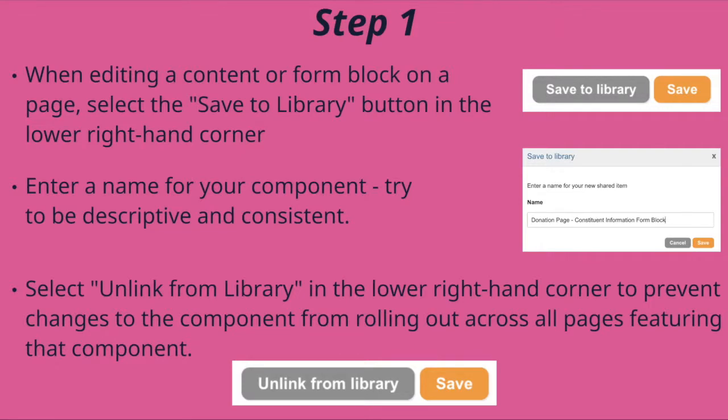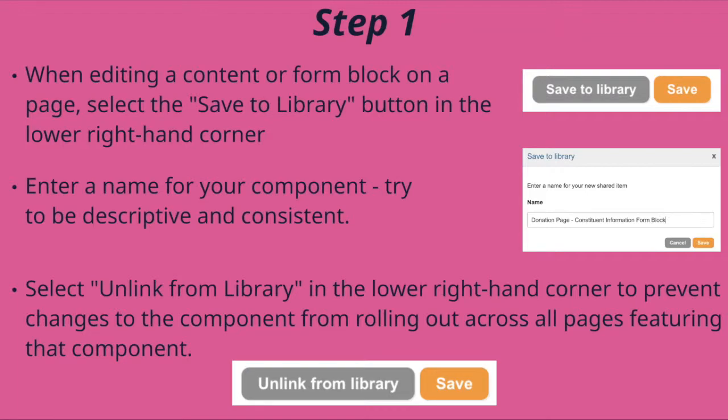So step one, when editing a content or form block on a page, so you're in Page Builder and you've created a new page and you have your content block or your form block open and you're using it, you'll see that there's a button that says Save to Library. You can enter a name for your component. You want to be descriptive. Sometimes you could use the date, the year, whatever information you think will be helpful for your colleagues to be able to utilize that same component and to know what it is and how it's being used.